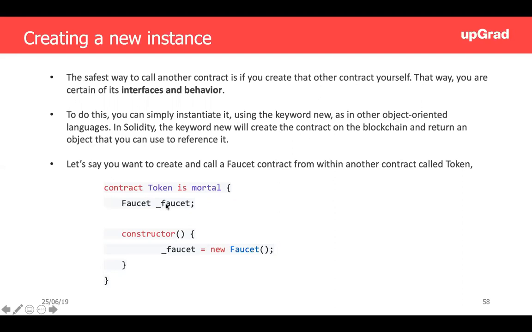And then I'm initiating this new variable by the name _faucet, and I'm assigning it a new instance of this Faucet smart contract. So this is one way you can create new instances of smart contracts that you have not inherited from, but you essentially have the whole code for that smart contract available.